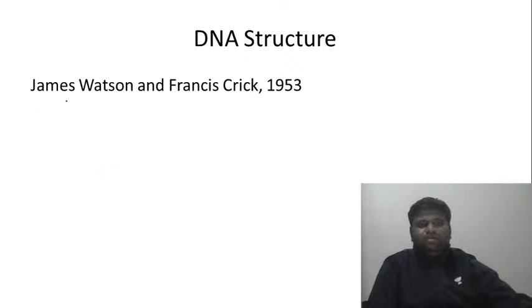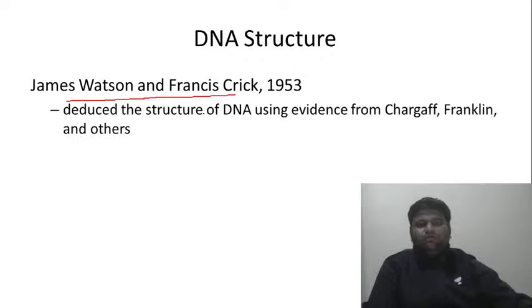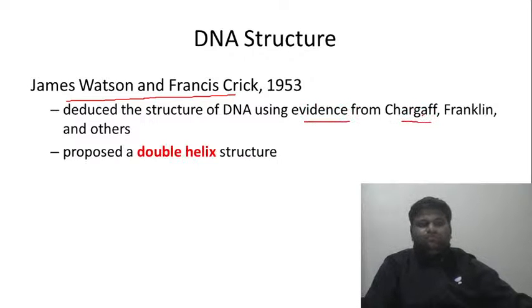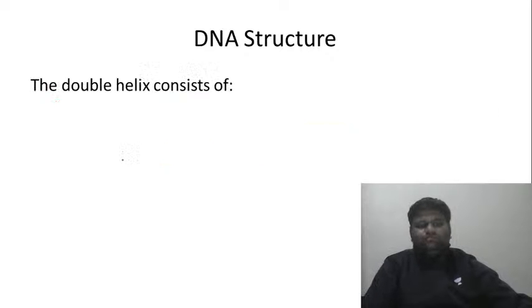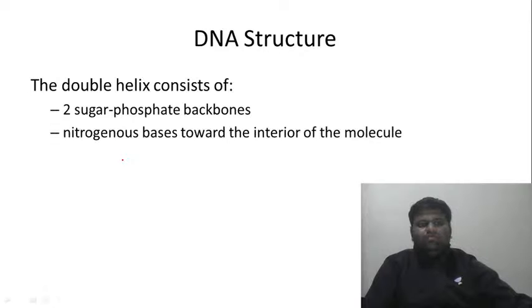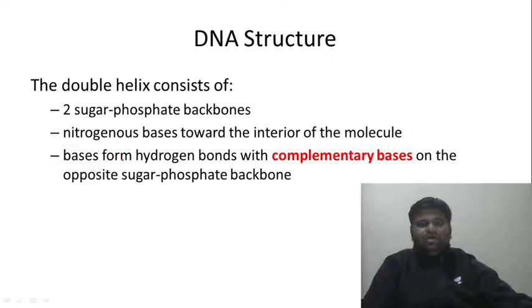And in 1953, James Watson and Francis Crick deduced the structure of DNA using the evidence from Chargaff, Franklin, and others, and proposed a double helix structure. The double helix consists of two sugar phosphate backbones. The nitrogenous bases are towards the interior of the molecule, and they form hydrogen bonds with complementary bases on the opposite sugar phosphate backbone.